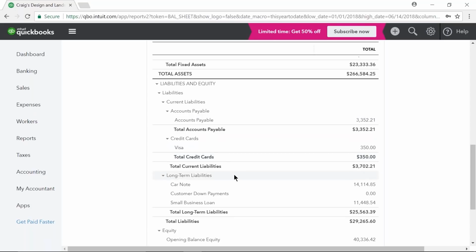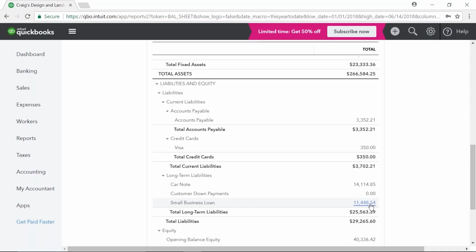And then we have something called long-term liabilities. Long-term liabilities are things that are going to take us more than a year to pay off. So think mortgages, car notes. We've got a small business loan right here. So these are things that are going to take us a long time to pay off. That's what long-term liabilities mean.